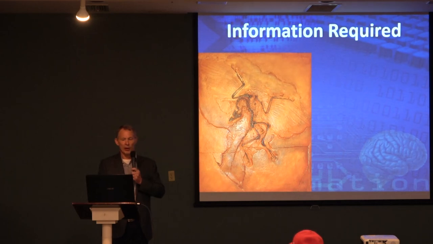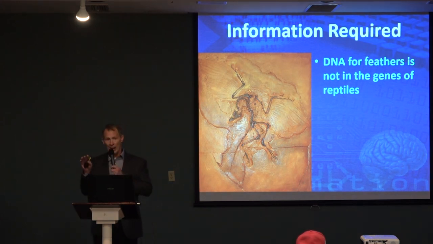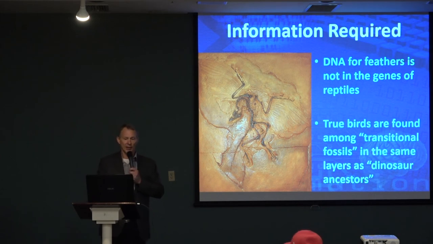Now, every structure or organ must be represented by information at the genetic level in a written code on our DNA. DNA for feathers is simply not present in reptiles. It is not there, so it cannot be selected for.